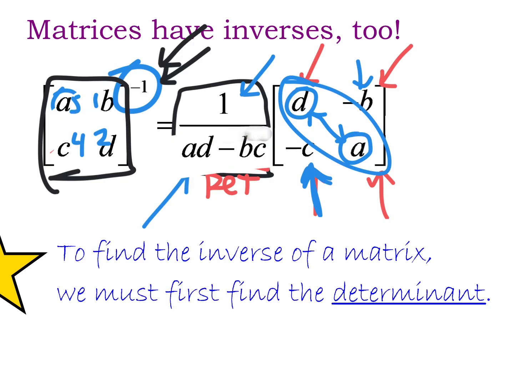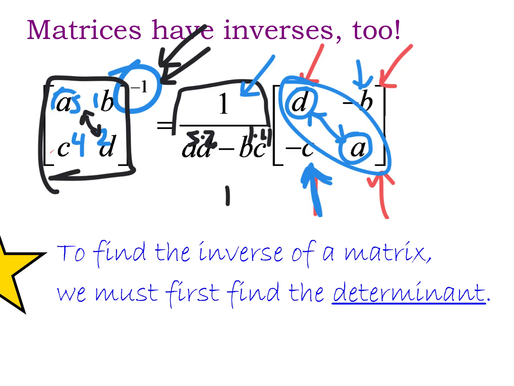You do 1 over 5 times 2. See, this is 5 and this is 2. Minus 4 times 1. Technically 1 times 4, but it doesn't really matter. So 5 times 2 is 10, minus 1 times 4 is 4, so 10 minus 4 is 6.